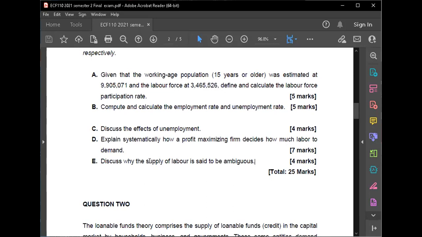I don't think it's a good thing for me to work, and I can just decide to stay back, isn't it? And so that is the reason why it is ambiguous. You cannot determine it. It's not very clear. You cannot predict it. All right.